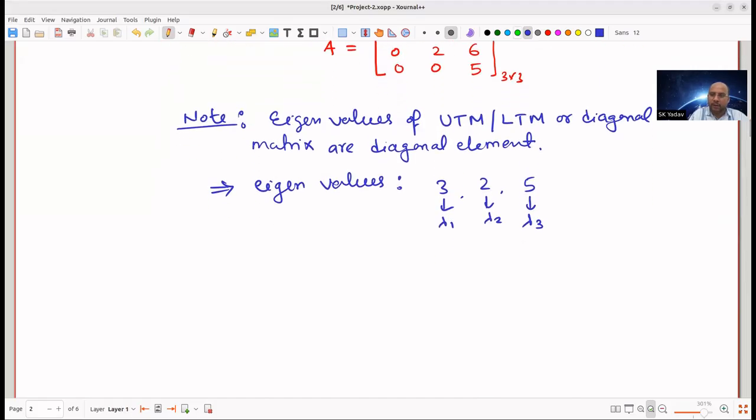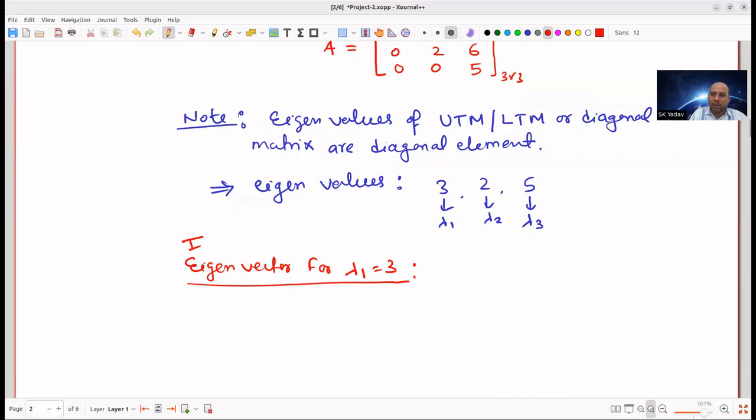Now let's find the eigenvector for lambda 1 equal to 3. So this I can write as case 1.